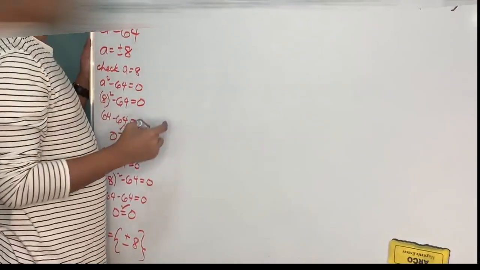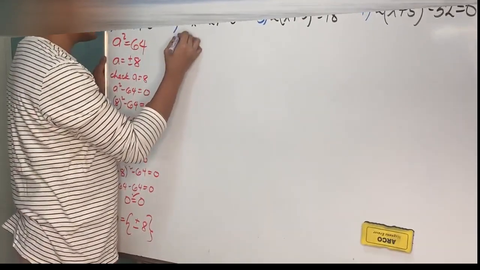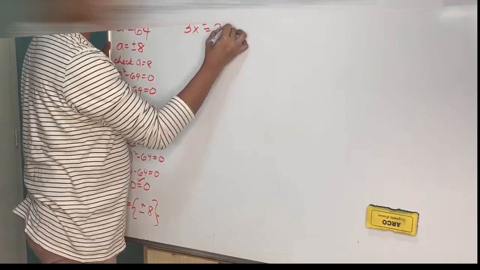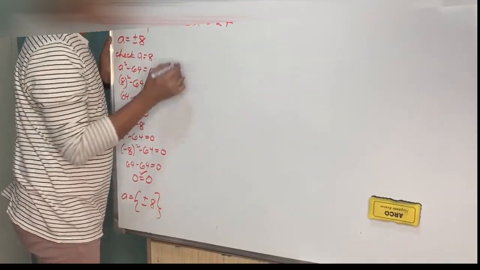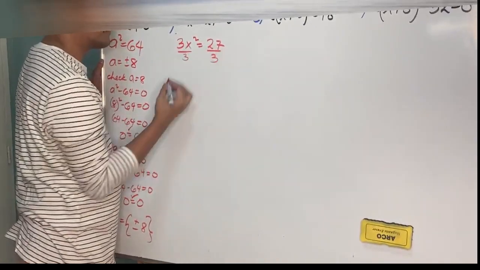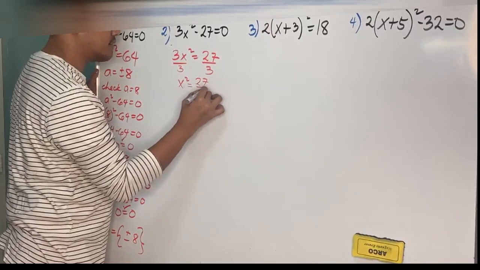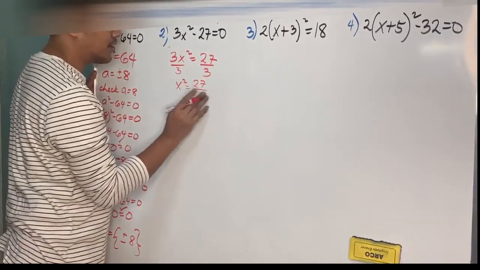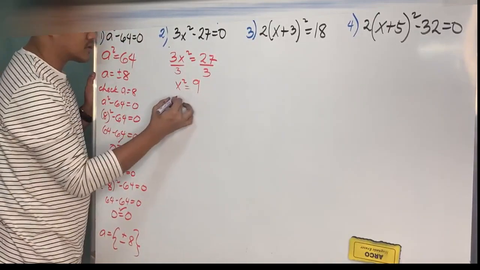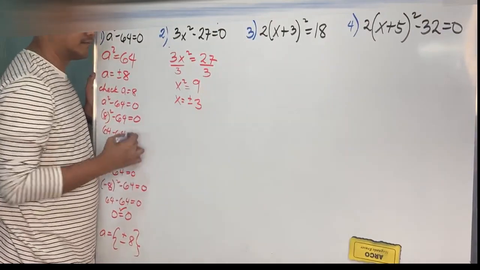Number 2. So, again, isolate the quadratic term. 3x squared is equal to 27. Divide both sides by 3. So, x squared is equal to 27 over 3 is 9. So, that will be x is equal to positive, negative, 3.